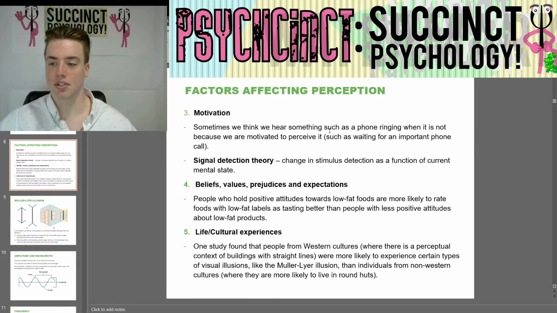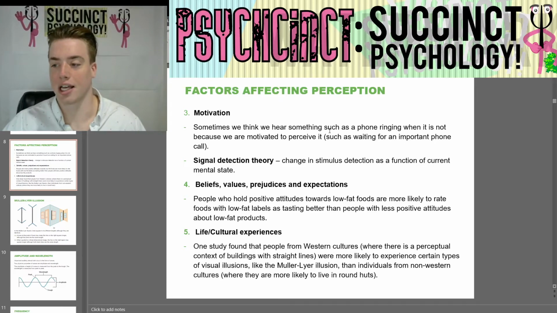Next, we have beliefs, values, prejudices, and expectations. People who hold positive attitudes towards low-fat foods are more likely to rate foods with low-fat labels as tasting better than people with less positive attitudes about low-fat products. That's a nice example of how your beliefs, values, prejudices, and expectations affect your perception.